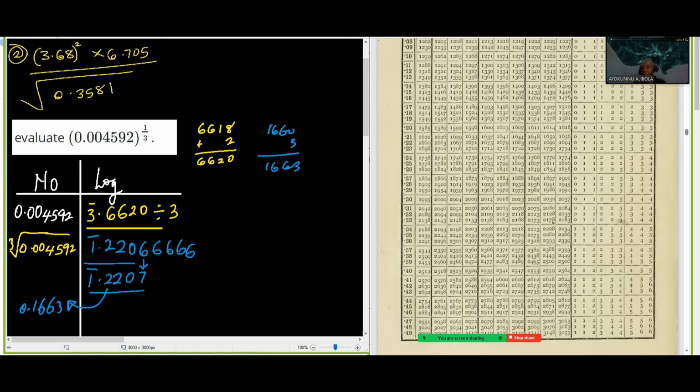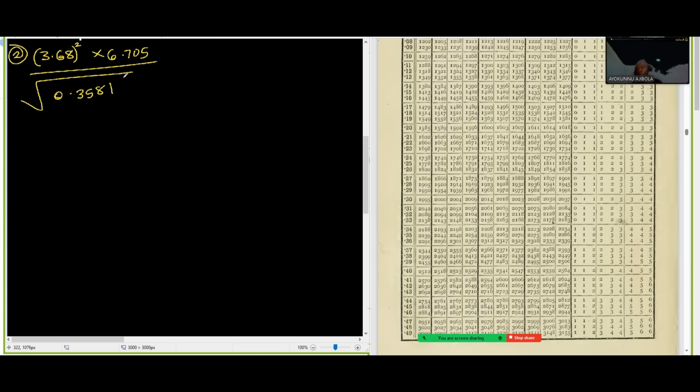The second one has a lot of operations together. The first one only had a cube root. This second one involves multiplication, power, division, and a square root. So we have to check every step and see that it's accurate. Again we have our number and logarithm, and we divide using the rule. There are lots of activities in this one, so we take it step by step.